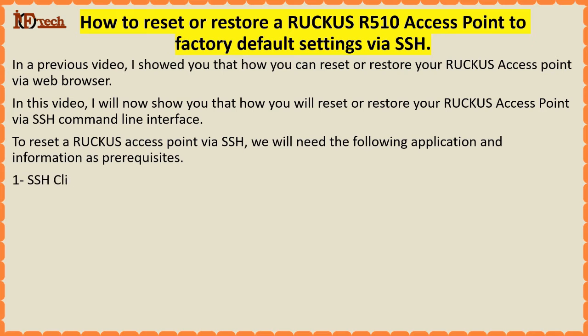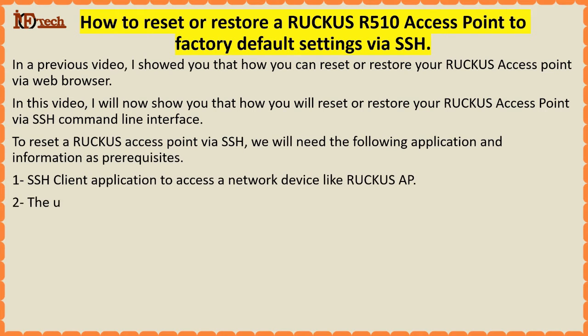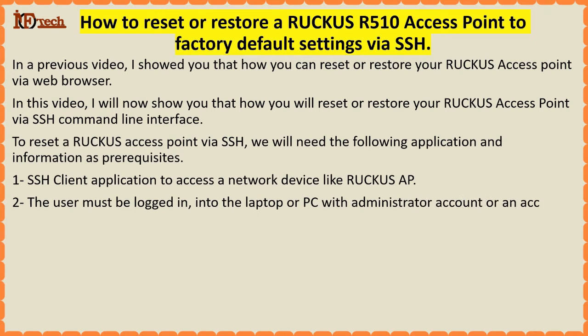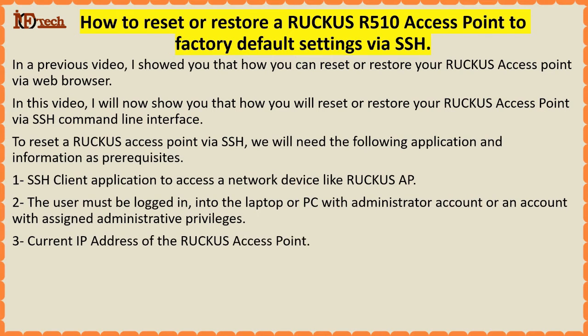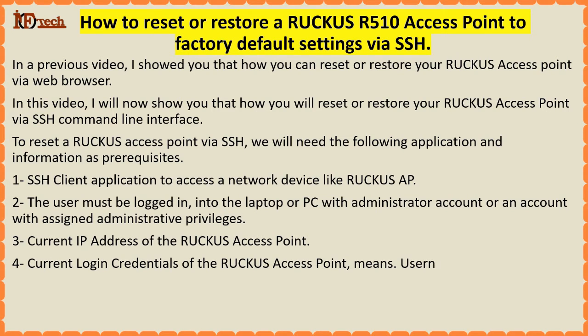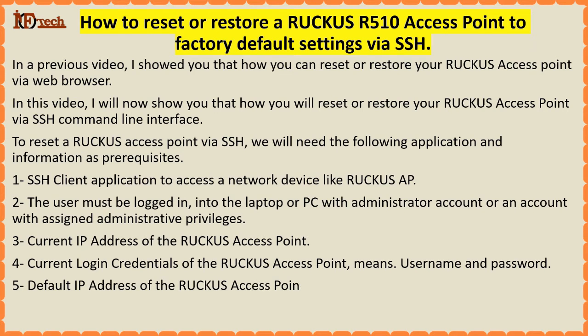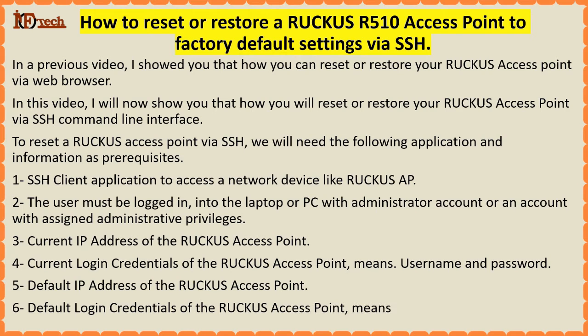1. SSH client application to access a network device, like RUCKUS access point in this case. 2. The user must be logged into the laptop or PC with administrator account or an account with assigned administrative privileges. 3. Current IP address of the RUCKUS access point. 4. Current login credentials of the RUCKUS access point, meaning username and password. 5. Default IP address of the RUCKUS access point. 6. Default login credentials of the RUCKUS access point, meaning username and password.